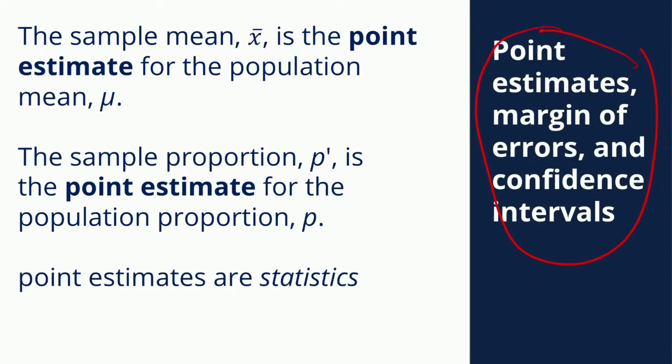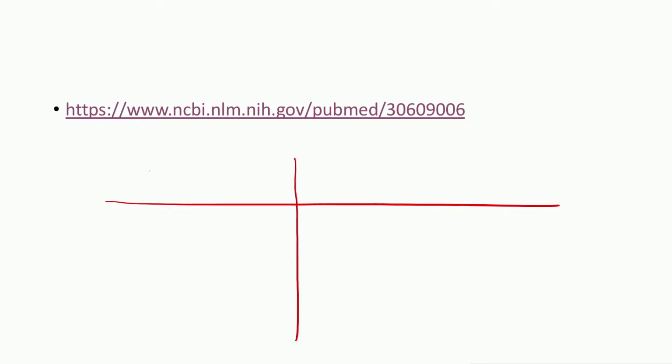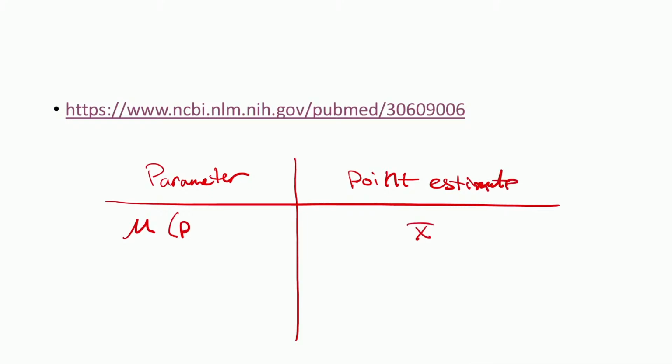If you want to write anything down, which you don't have to, here's what I would write down. There are way too many words on this slide. I would probably do something like this: I'll make a table. You have the parameter, mu, and the point estimate is X bar. So this is the population mean, and this is the sample mean.